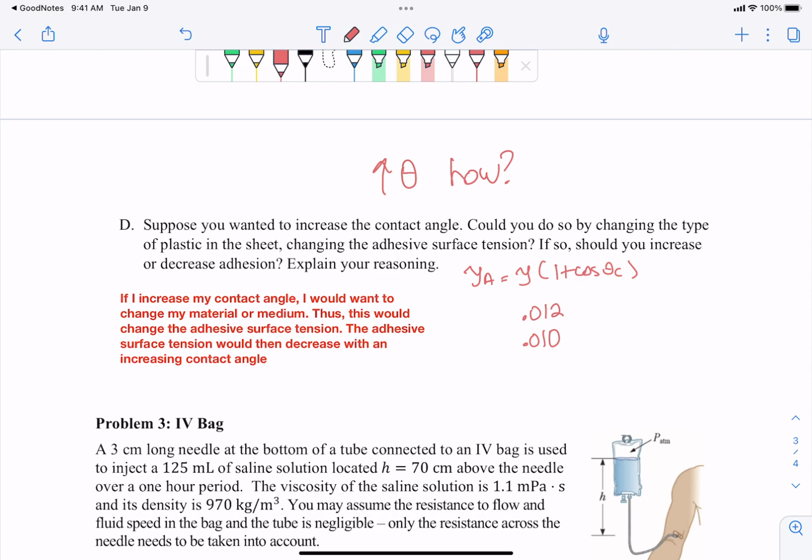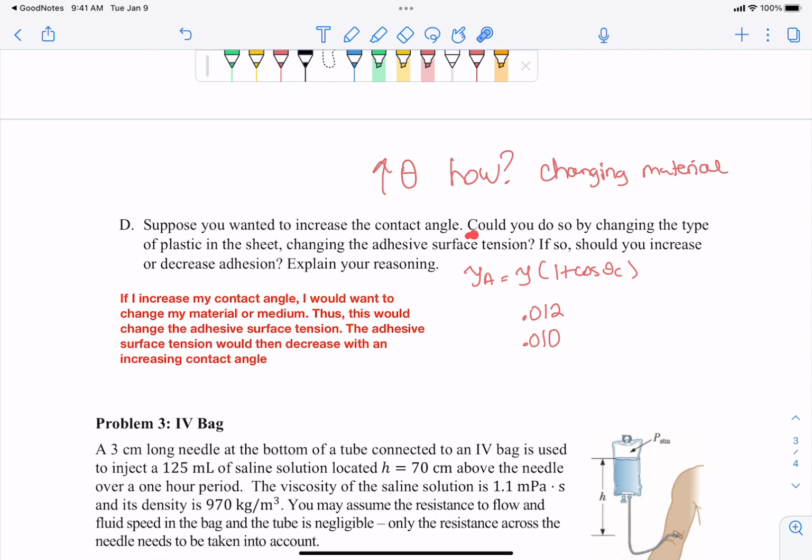The how is basically by changing the material, right? If I change the type of material that I'm using, I can change the contact angle. So changing material will change the contact angle, right? And the fact that the contact angle is changing will result in a change in the adhesive surface tension. And then the second part here is basically saying, well, if it's going to change, is it going to increase or decrease? If you go by this equation, it'll basically show you that it'll decrease with an increasing contact angle. Right? So that's basically what it's saying.